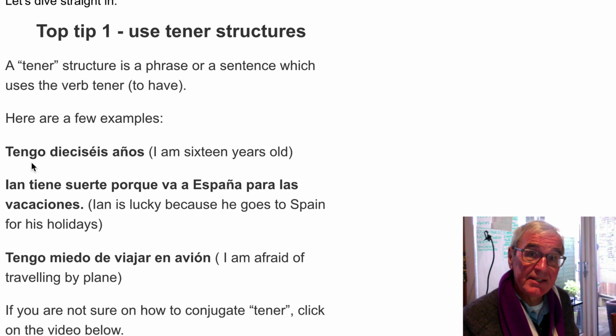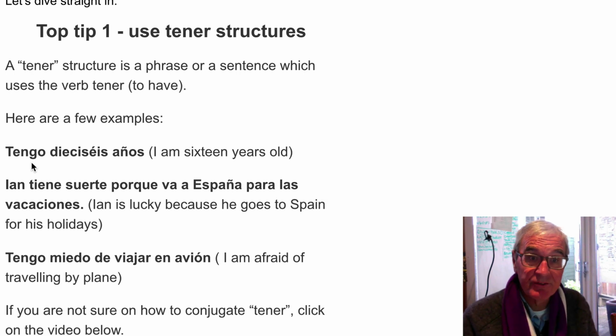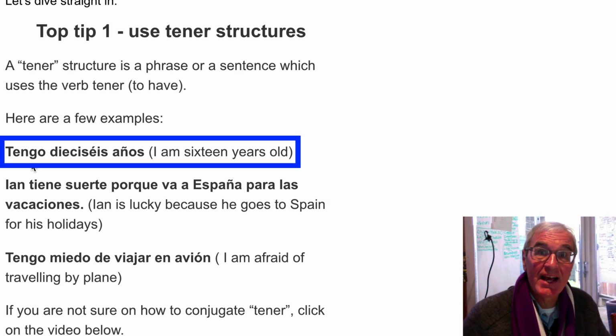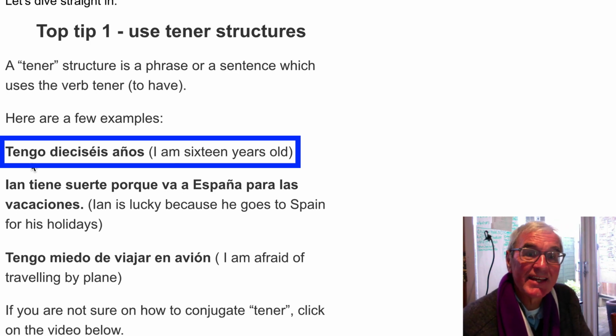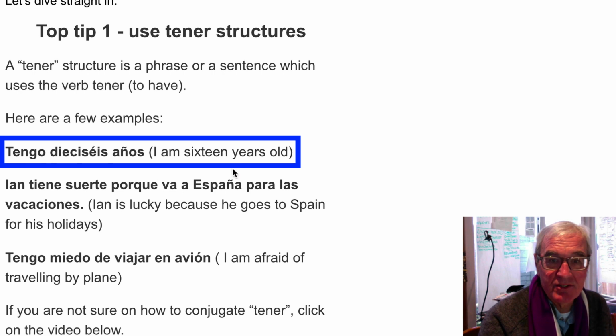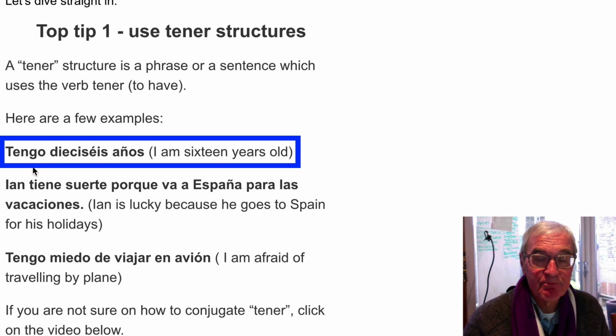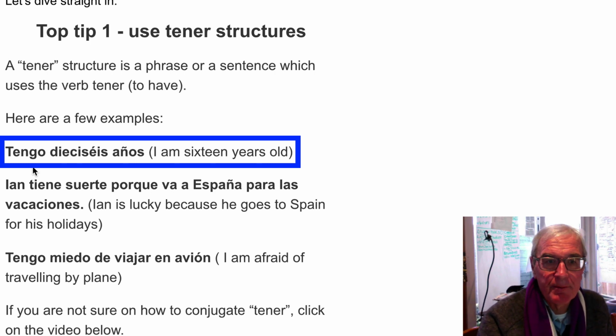¿Cuántos años tienes? How old are you? And here's the answer. Tengo 16 años. Now, examiners love this because in English we're saying I am 16 years old, whereas in Spanish you're saying I have 16 years.